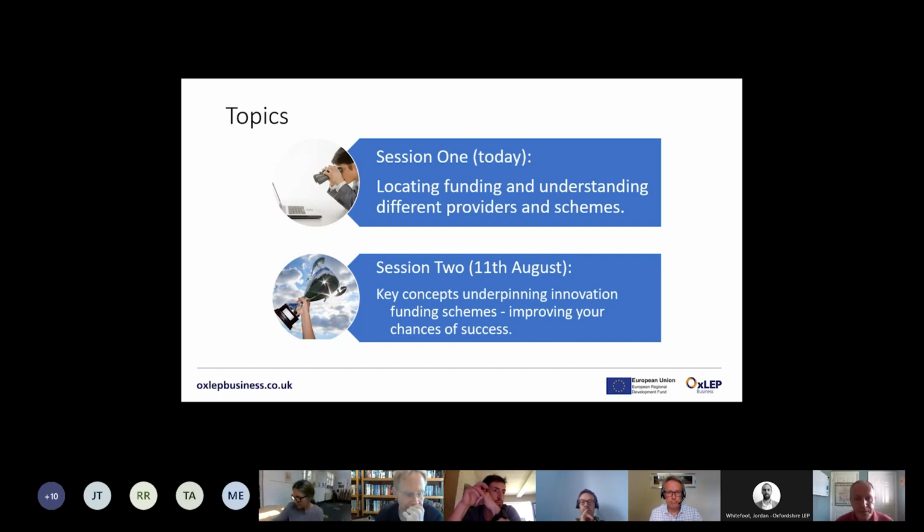Session 2, which is next week, is very much linked to session 1. So if you can join session 2, that would be great. Session 2 is about some of the key concepts which I think underpin innovation funding schemes and innovation funding scheme applications. So it's all about improving your chances of success. So this week's about what and where from. Next week is a little bit more about how to make your applications more successful.